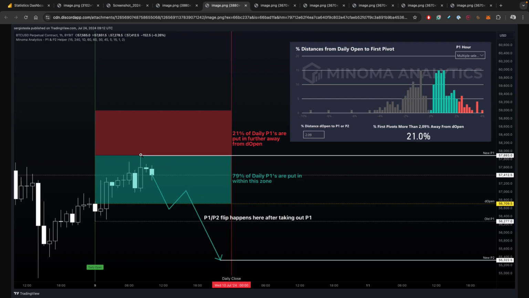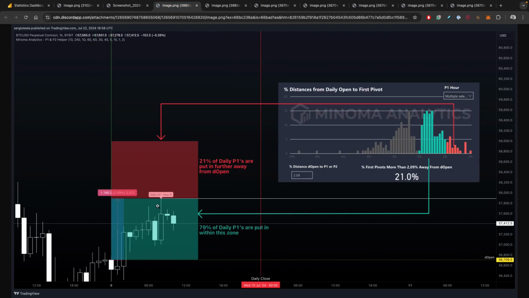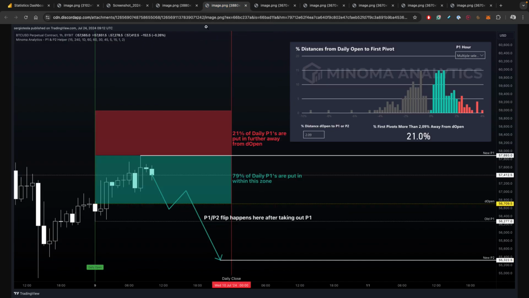That means that now this is P1, right? So this is now P2, but it can become P1. We know this. P2 can become P1. P1 can never become P2, but P2 can become P1. We've covered this in the fundamental videos, the earlier videos. But if this happens, then that would mean that only 21% of daily P1s got put in further away from the daily open, or that 21% of days made it that far, right?